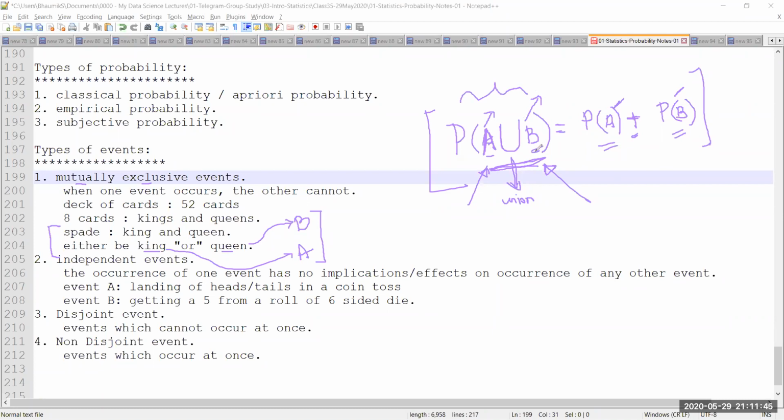So here I have two events. I'm doing a union because I want to know what is the probability of both of them occurring together at the same time, irrespective of the number of experiments that I'm trying to do, in which case it is a summation of the individual probabilities. Okay, this rule is known as the addition rule.